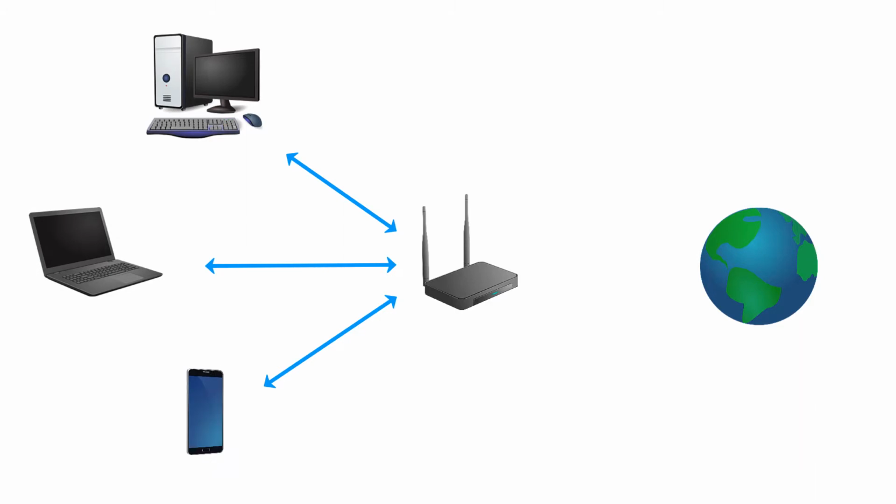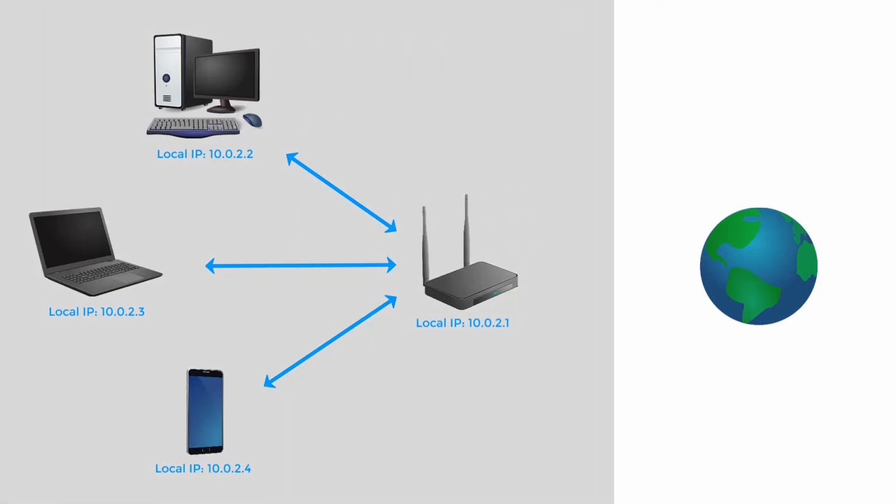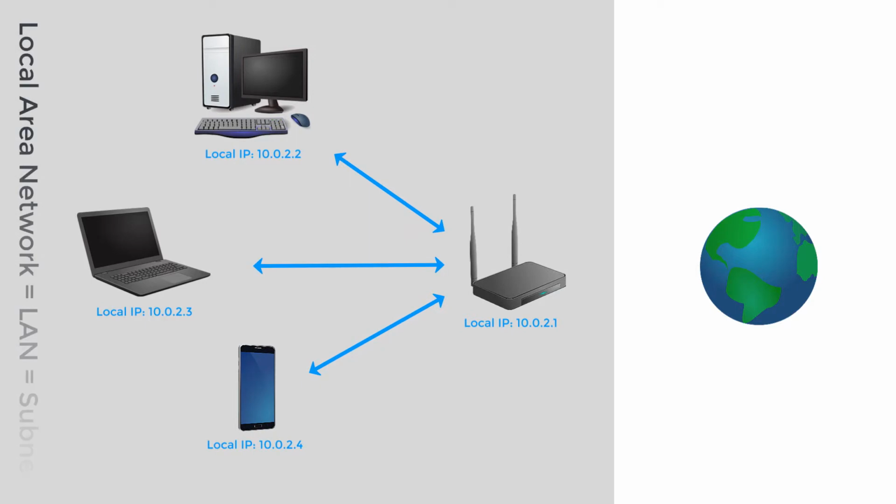Each device in the local area network, including the router, has its own local IP address. These local IP addresses are assigned by the router. For example, when a new device successfully connects to the router, it assigns a local IP address to it. So, everything you see to the left of the router, including the router itself, is called the local area network. Please note, sometimes people shorten local area network to LAN, or simply call it subnet. So local area network, LAN and subnet are synonyms.